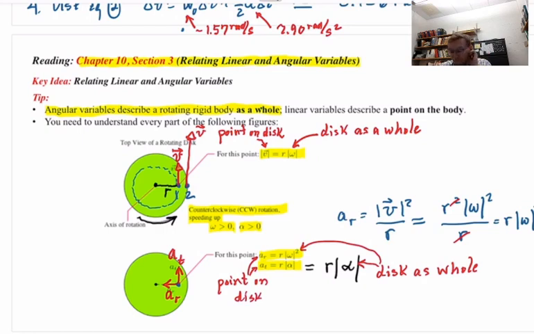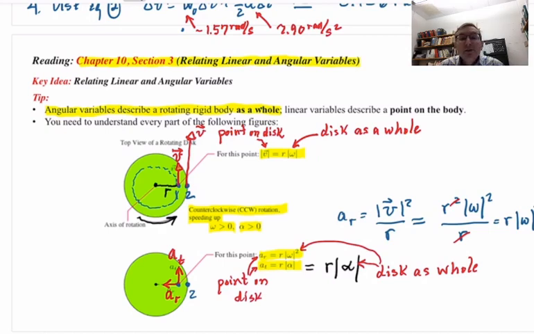So notice then, what if I took a point 2 that was out on the very edge of the disk, farther away from the axis? How would A tangential and A radial compare between points 1 and 2? You can think about that. You can pause the video if you wish. Okay, how do A tangential and A radial compare at points 1 and 2?